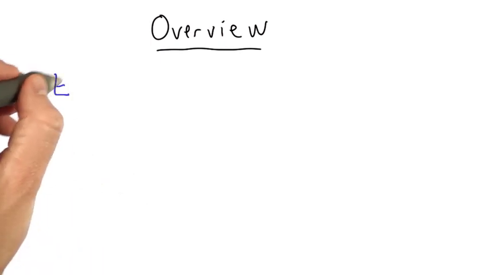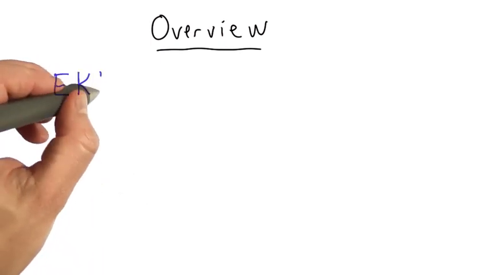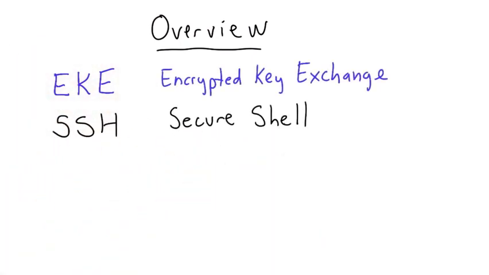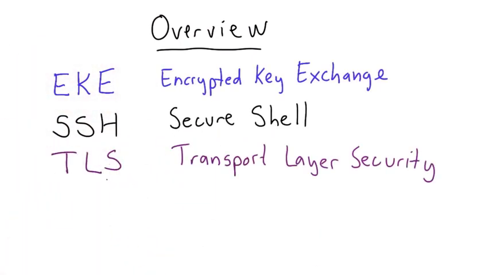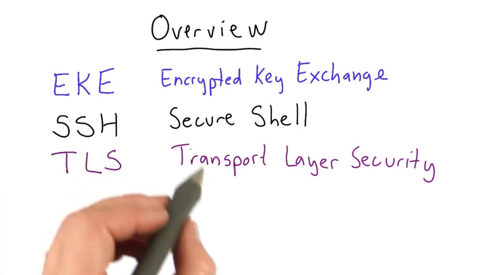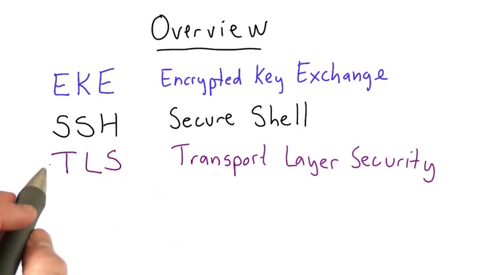So what we're going to do the rest of this unit is look at 3 particular protocols. We're going to look at the encrypted key exchange protocol. We're going to look at SSH for setting up a secure shell. And we'll look at TLS, which is the most widely used cryptographic protocol today. That's the protocol that's used every time someone connects to a secure website using HTTPS.